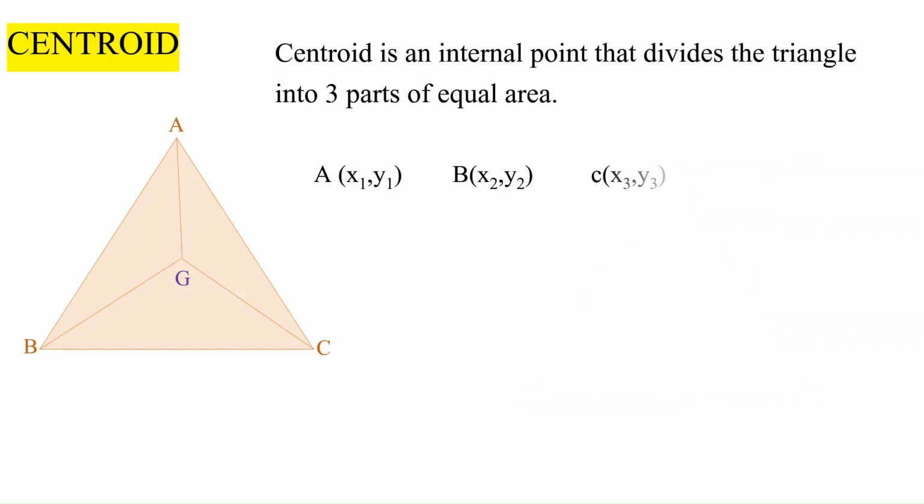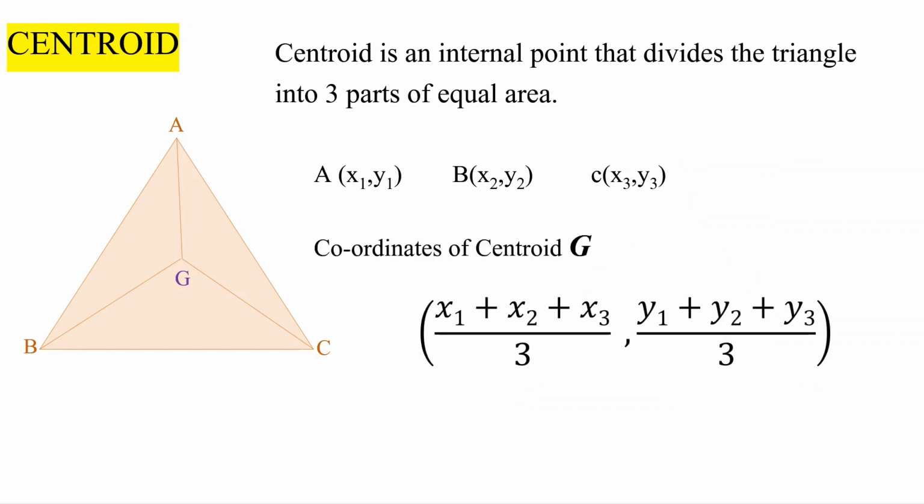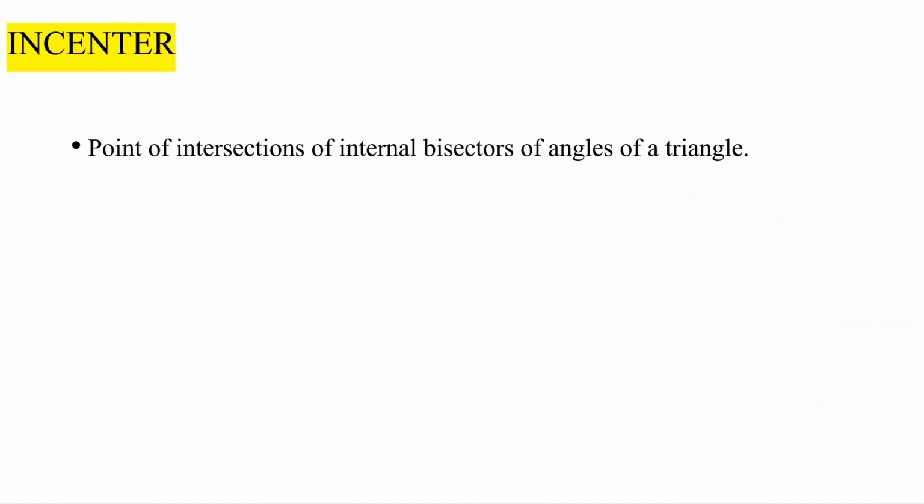When we have the coordinates of the vertices like this, let it be x1, y1, x2, y2, and x3, y3. The coordinates of centroid can be found using a simple formula, that is x1 plus x2 plus x3 upon 3, comma, y1 plus y2 plus y3 upon 3. This gives the centroid. The next one is incenter.